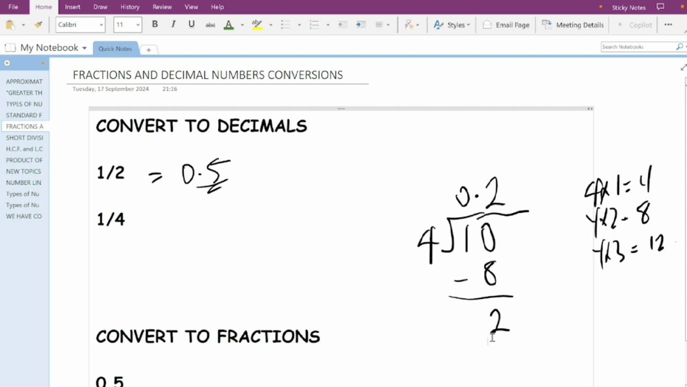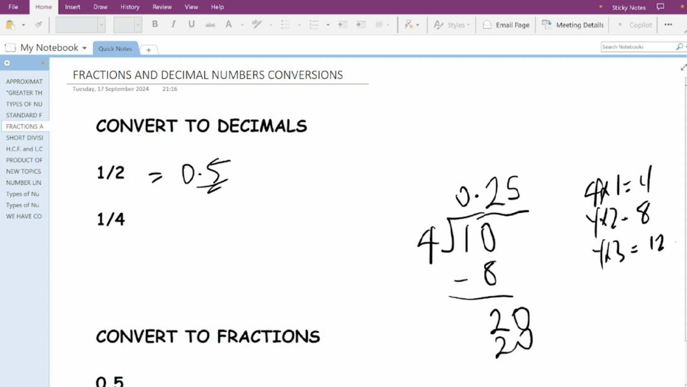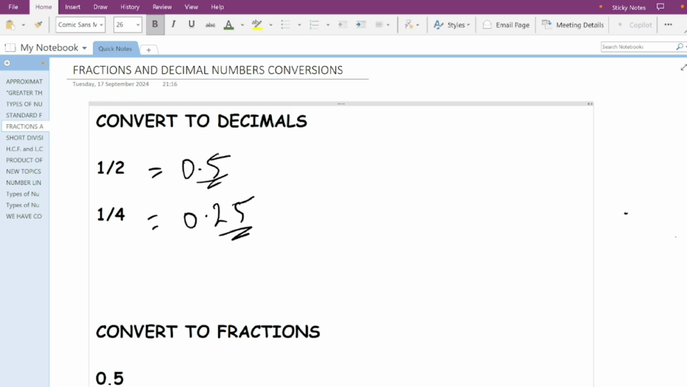Then you can say 4 into 2 is smaller than 4. You have to increase this. Immediately you have a decimal, you don't need to add anything, just include your 0 here. 4 can go in 20, or 20 divided by 4 is 5. 5 times 4 is 20. We'll write our 5 here. Then the result of 5 times 4, that is 20, we'll write it under this. Then you subtract. 20 minus 20 is 0. So converting 1 over 4 to decimal is 0.25. That's our answer.